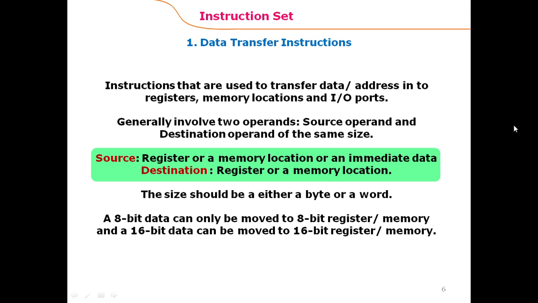An 8-bit data can only be moved to an 8-bit register or memory location. If an 8-bit data is moved to a smaller memory location, which is normally each location is at least 1 byte. But if, for example, a 16-bit data from one register is moved to an 8-bit register, or an 8-bit memory location, then this is not allowed. This is an overflow condition.